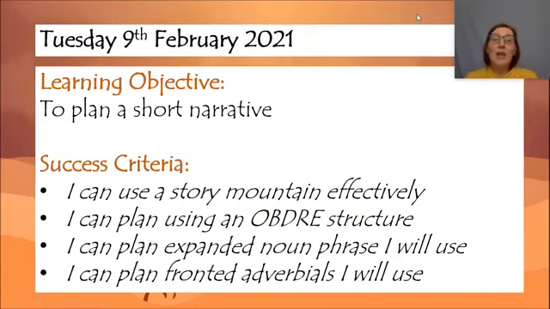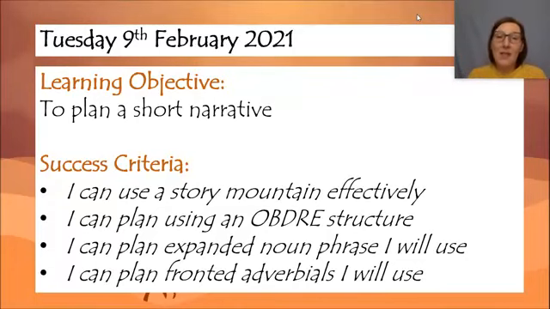So today we're going to be planning a short narrative, and a narrative is a story. So we're going to be thinking about, again, our Egyptian pyramid story. We have done lots and lots of work around that now. We have written scenes, we have created expanded noun phrases, we have thought about fronted adverbials that we're going to use, we have used lots of different literacy devices to help us get ready to now write this story. So we are ready to go.